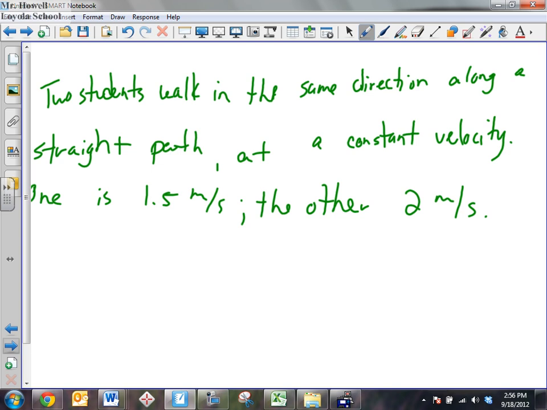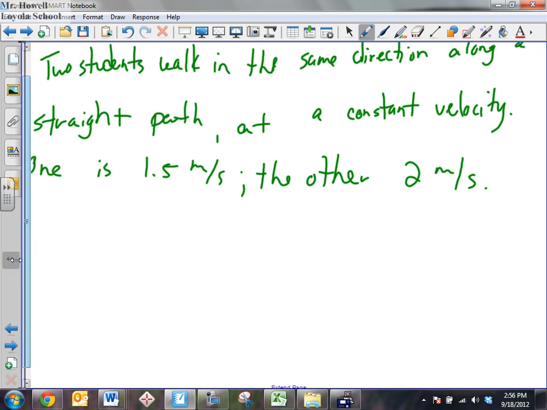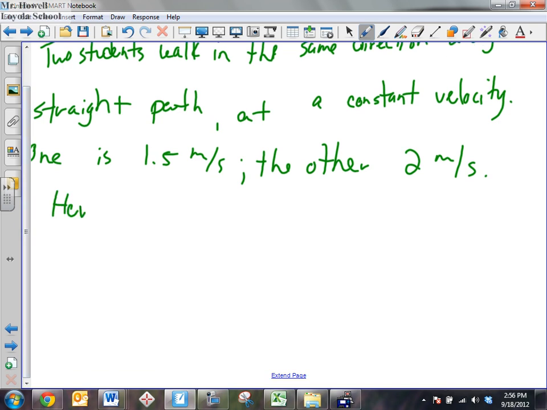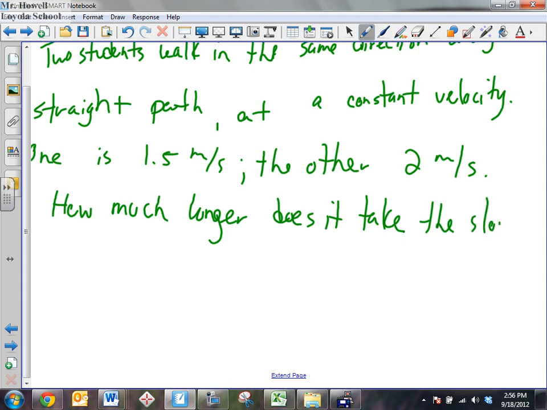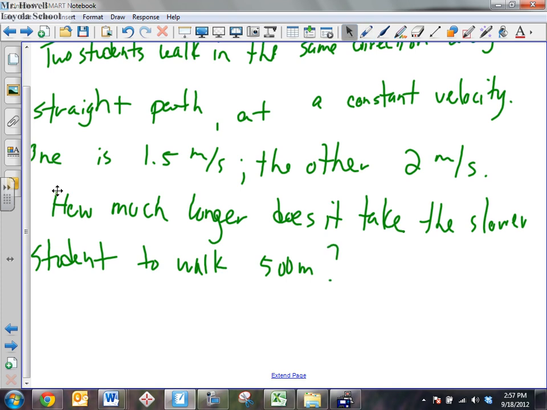Now, assuming, and this is an assumption we're going to make, that they start at the same time, how much longer does it take the slower student to walk 500 meters? Okay? To walk 500 meters.